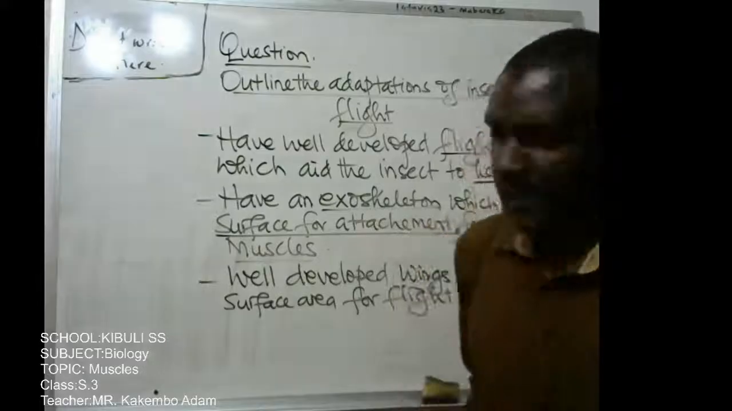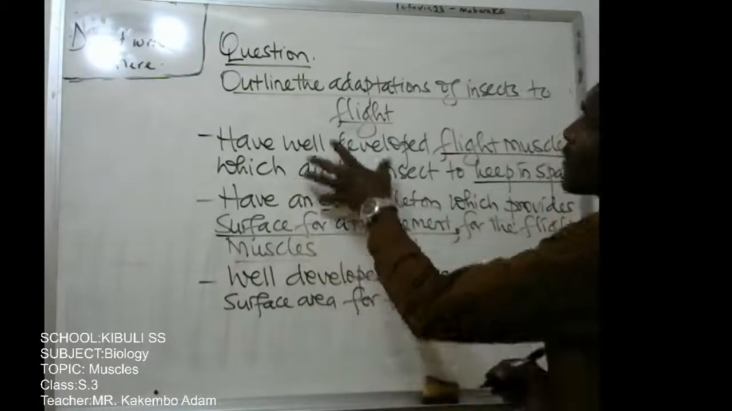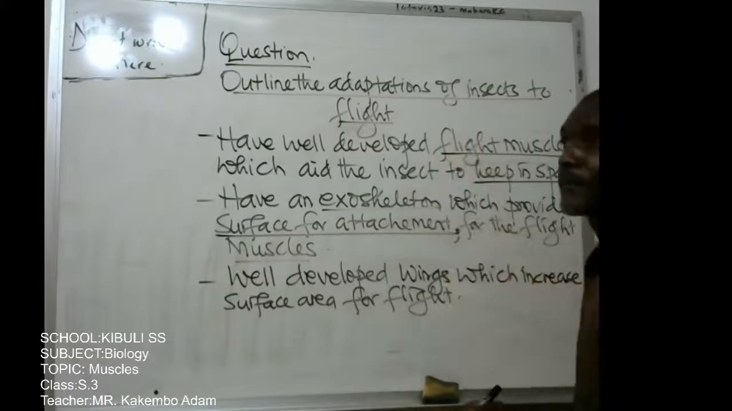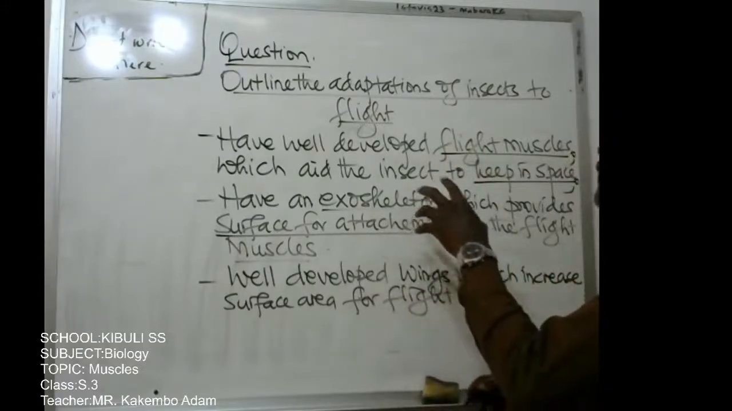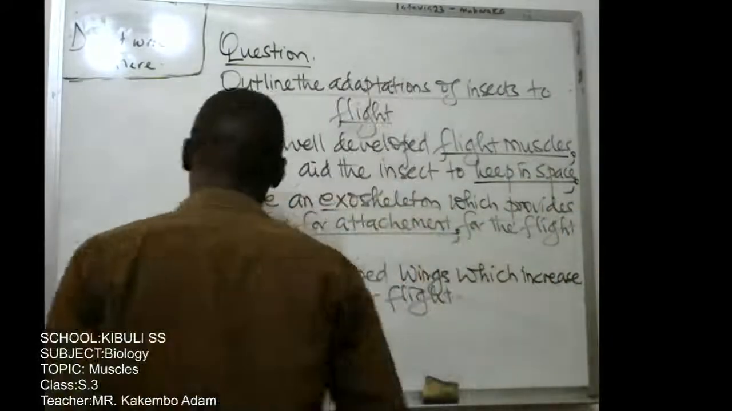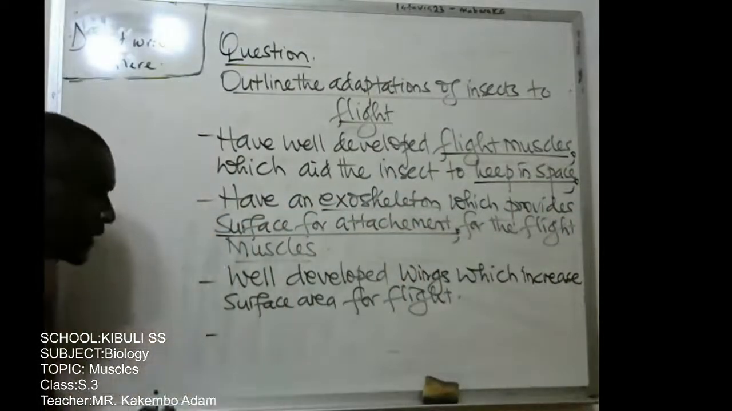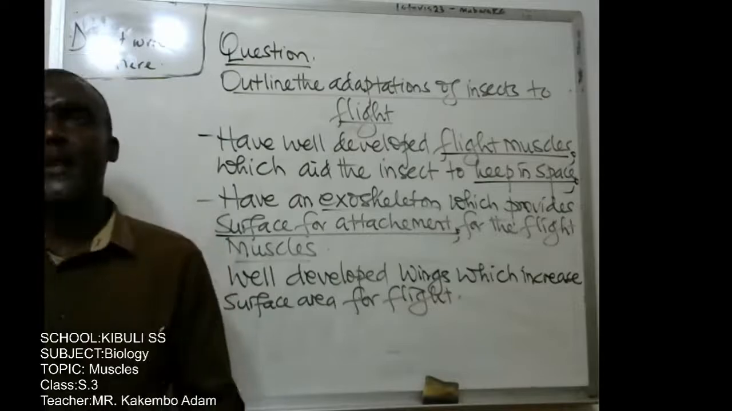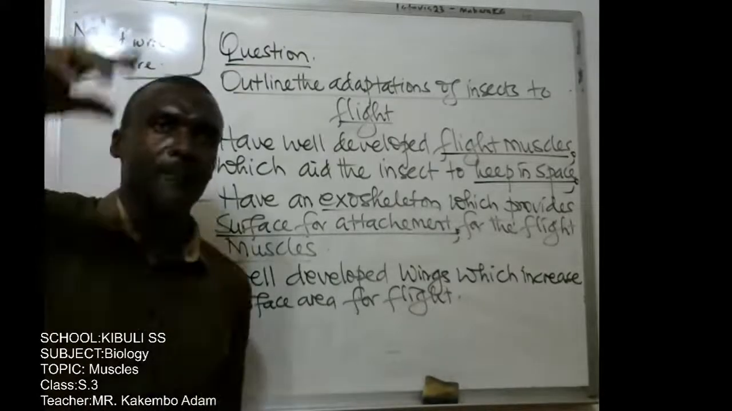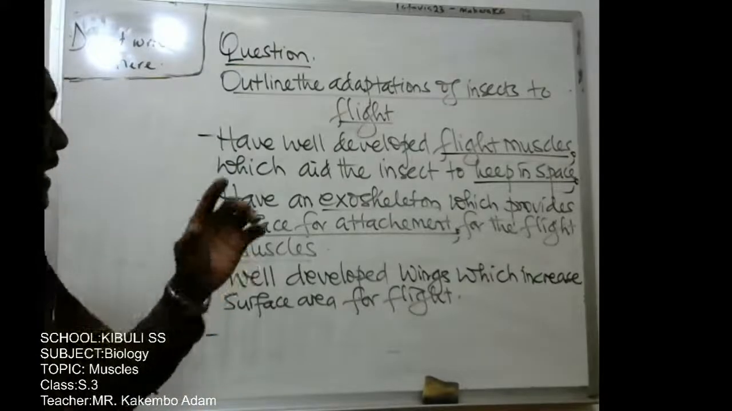So take note. This could be a possible question. Outline the adaptations of insects for flight. Another one. Now remember, these insects move in space. They swim or float in the air. You can also cite another one.